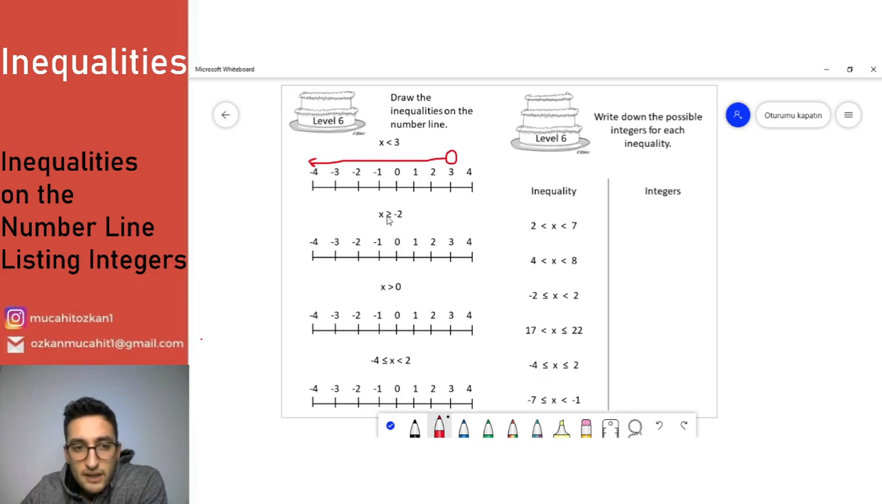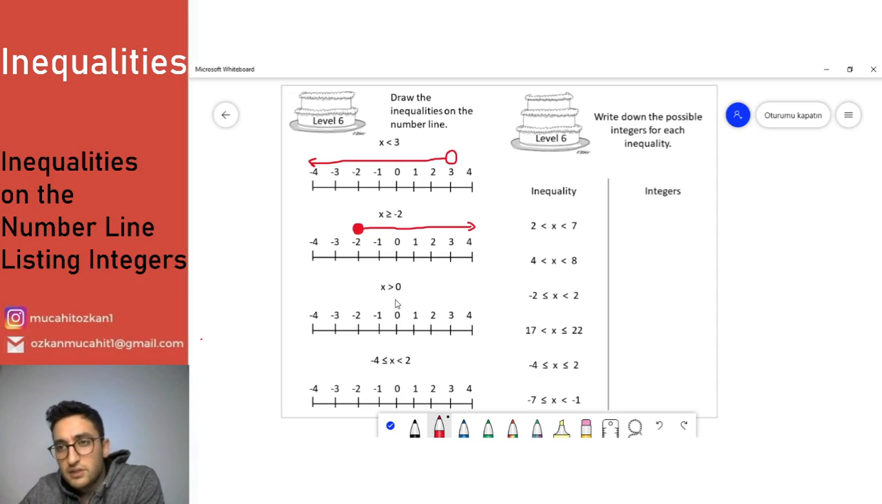In the second one, x is greater than or equal to -2. On top of -2, I'm going to draw a circle, but now I'm going to shade that circle because -2 is included, and other x values bigger than that. That's why I'm going to show the right side of the inequality.